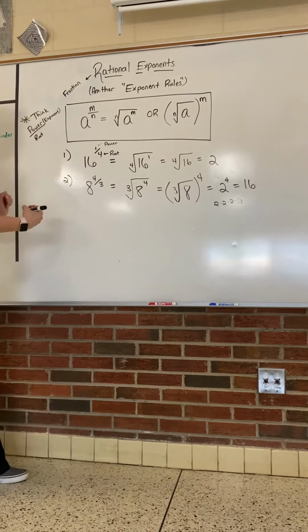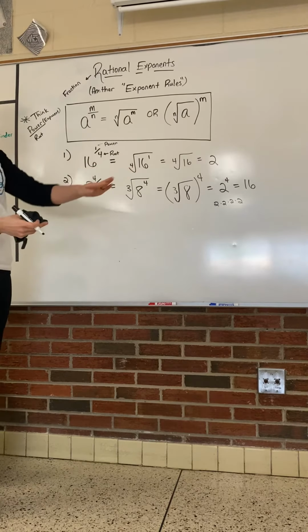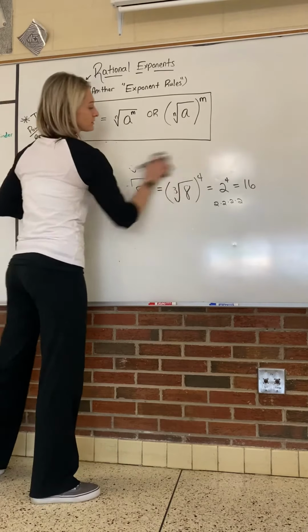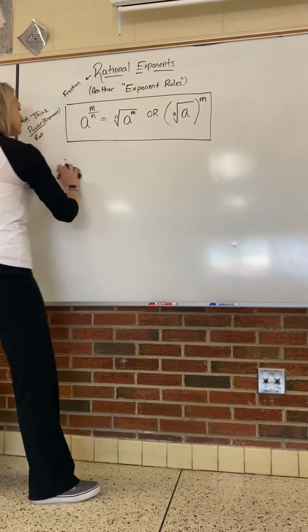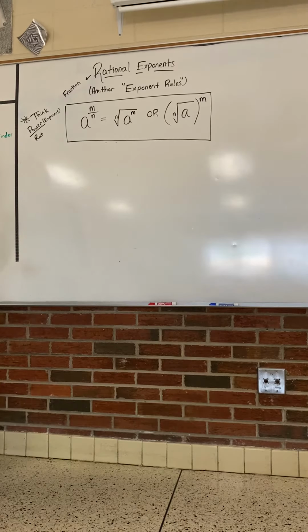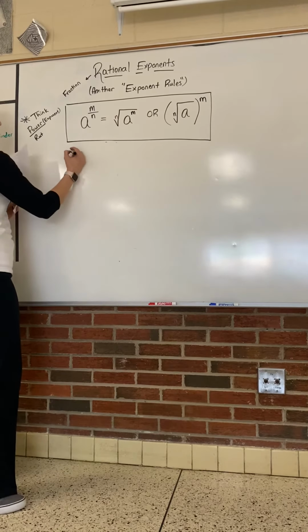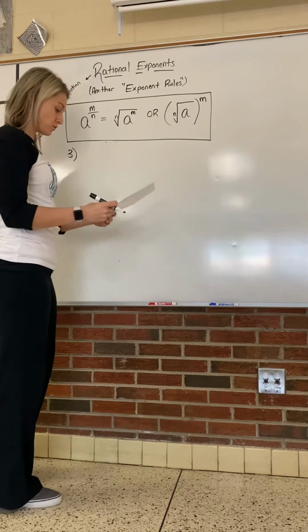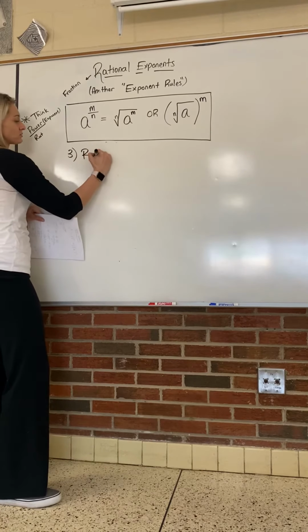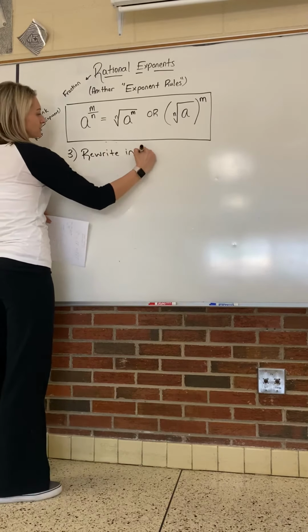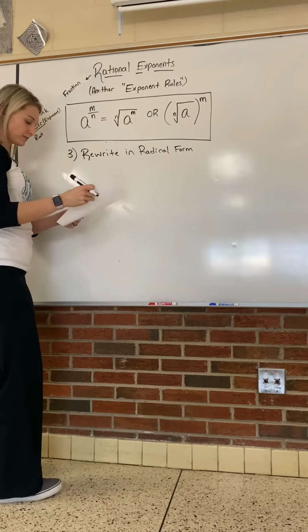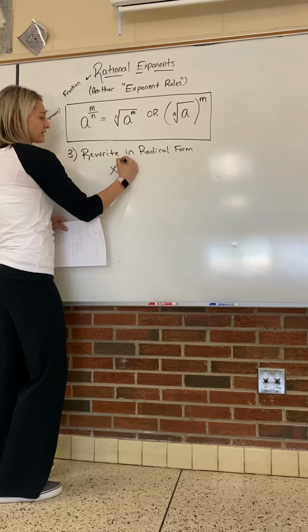So there's that. So other types of problems that you may see with this, besides just the simplifying problems, is they may start throwing variables at you. So let me erase real quick. If they start throwing variables at you, let me grab my notes so I can remember this example. They might just tell you to rewrite it in radical form, okay? So the directions may say something like this: rewrite in radical form. So if they do that, they'll give you something maybe like this.